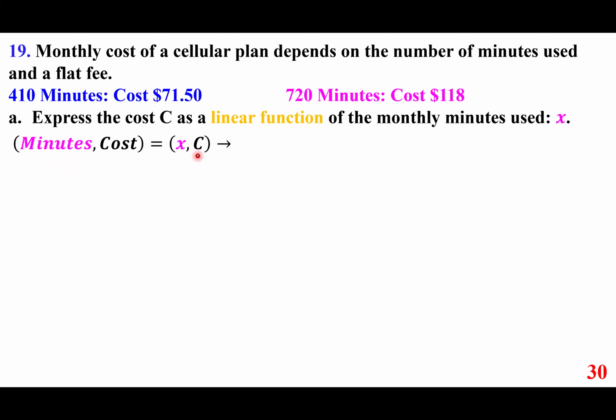C represents the cost. So I think it's really helpful to see that. So we're going to put the minutes first. So this would be 410, 71.50. This would be 720, 118. So these are the two pairs.